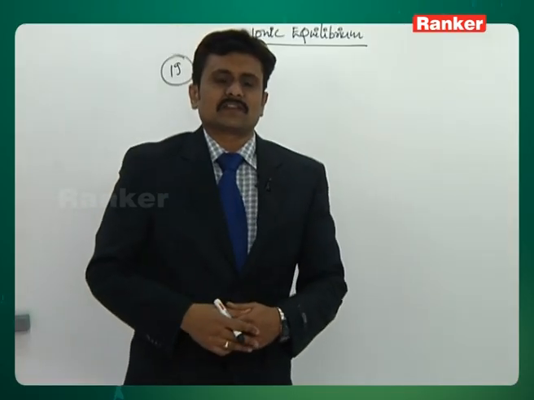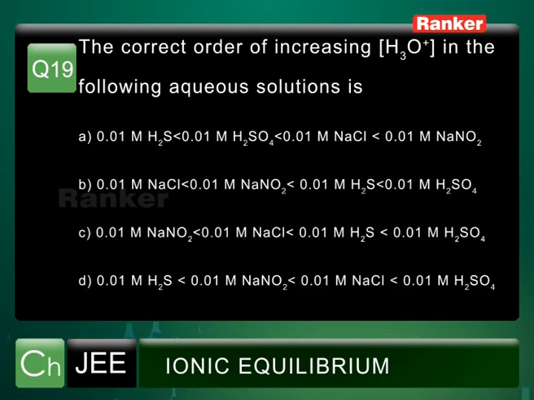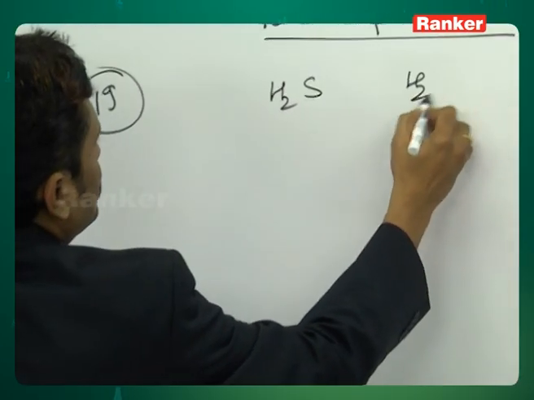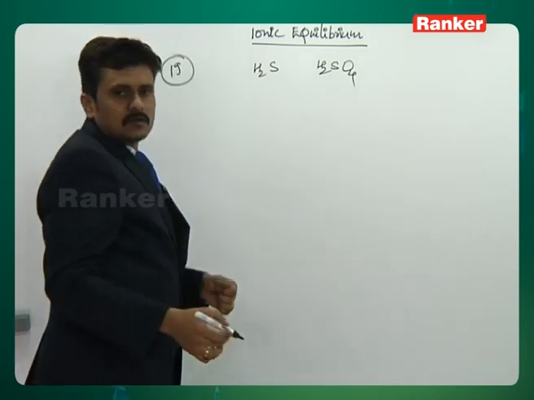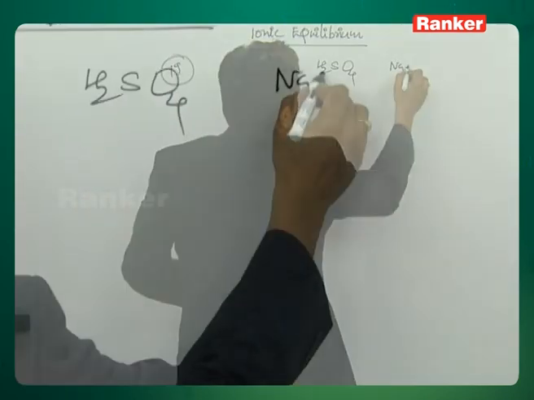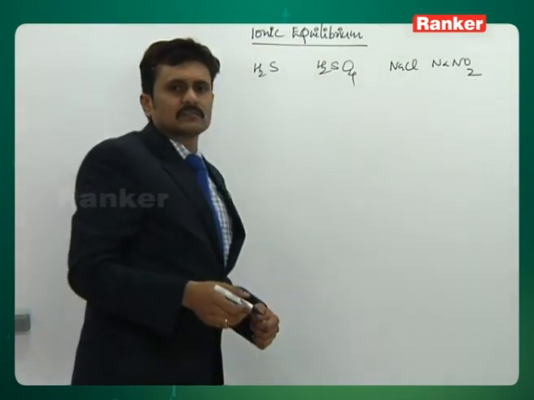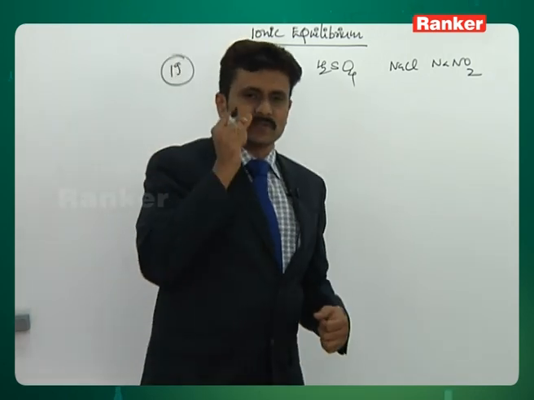The correct order of increasing concentration of H3O+ in the following aqueous solutions is asked. So, we have various solutions like H2S, we have H2SO4, we have NaCl and NaNO2. Now, the concentration of H3O+ is asked.